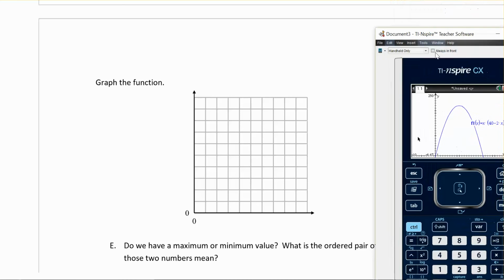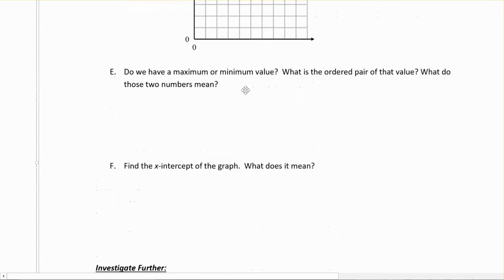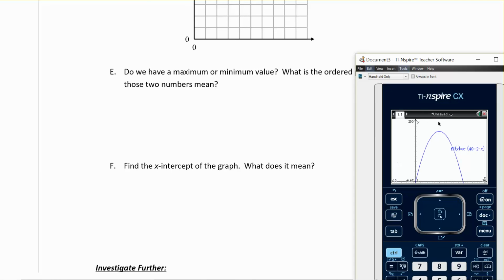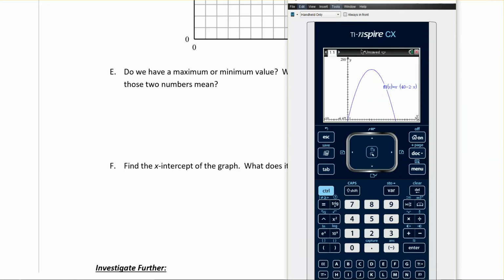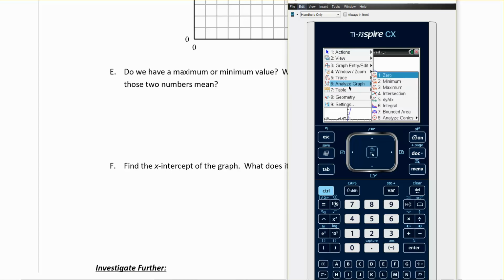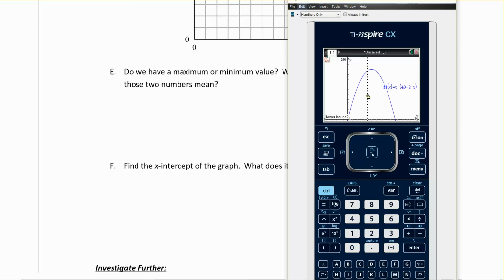And this next question says, do we have a maximum or minimum? What is the ordered pair of that value? What do those two numbers mean? So if we find our maximum, menu, analyze graph, maximum, go to the left, go to the right. I got 10 and 200 as my two values there.